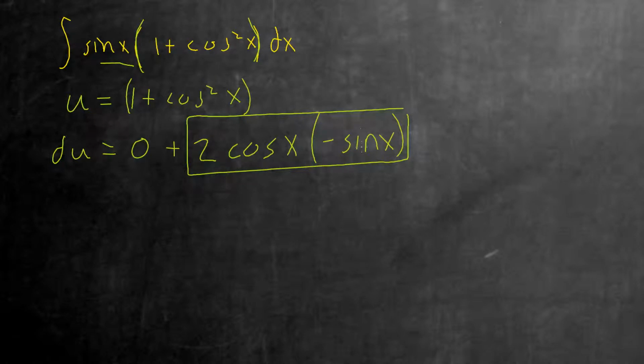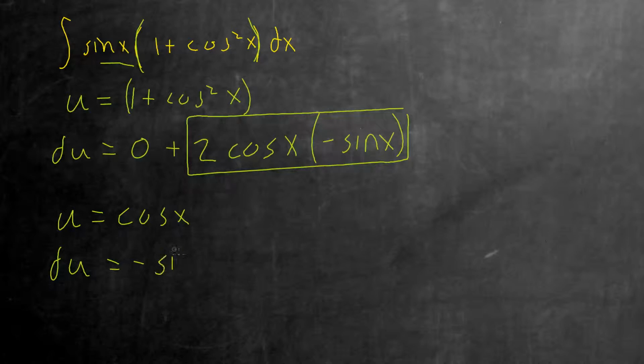Now, we could try u equals cosine x. But is there something else that's even more inside? And this cosine here is more inside. So if we try u being just cosine x, where does that get us? du would be negative sine x dx.